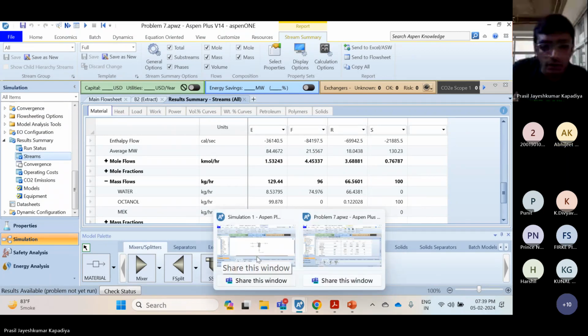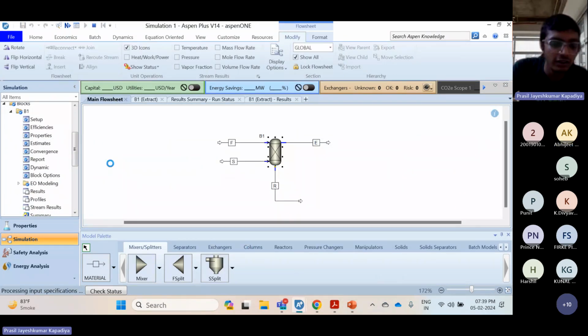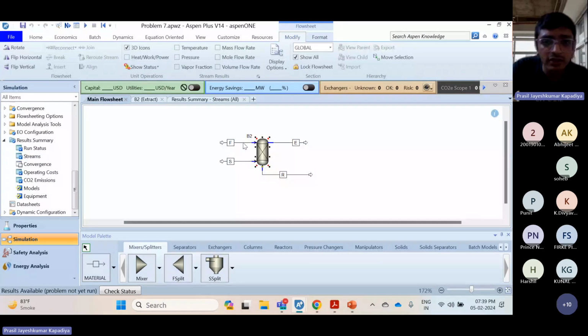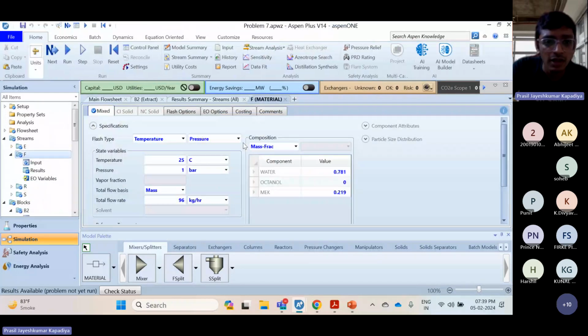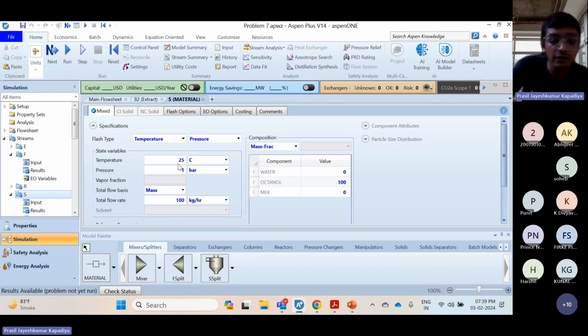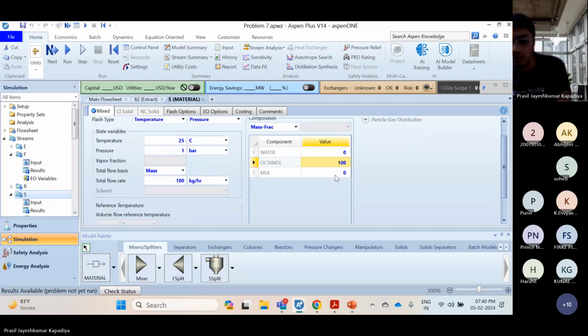No, sir. It's still running. Let's check the conditions from here only. So the feed, there is some issue in the condition. 25 degrees Celsius, 1 bar, 96 kg per hour flow rate, and mass fraction is 0.781 water and 0.219 MEK, correct? Then the solvent is 25 degrees Celsius, 1 bar, 100 kg per hour. And here the mass fraction should be 0.1... it should be 1, not 100.